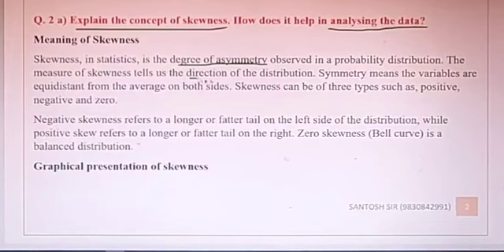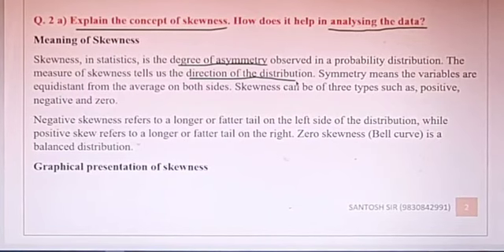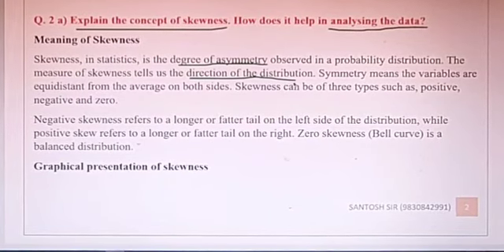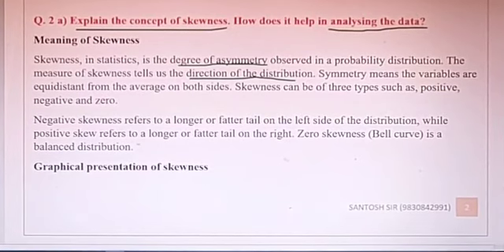It tells us the direction of the distribution. Okay, so there are basically 3 types of skewness.